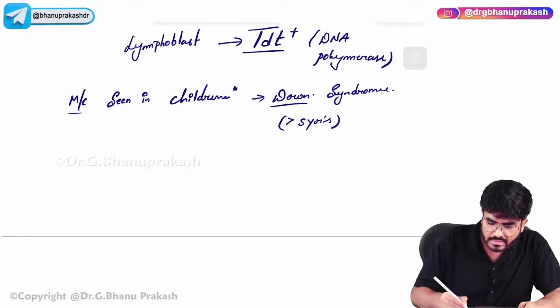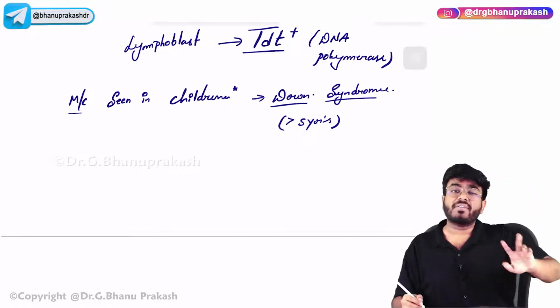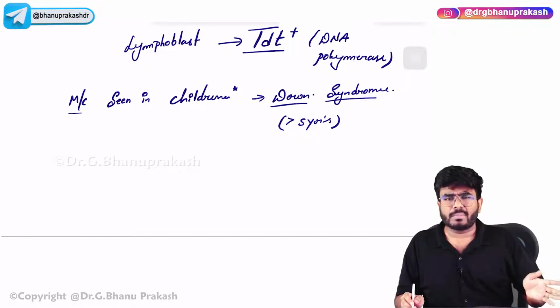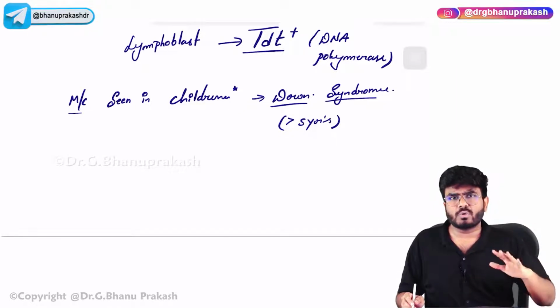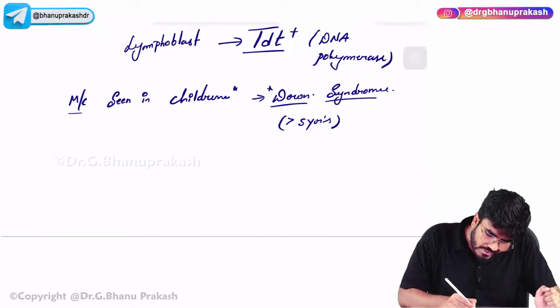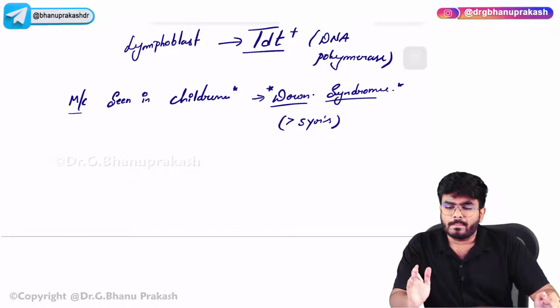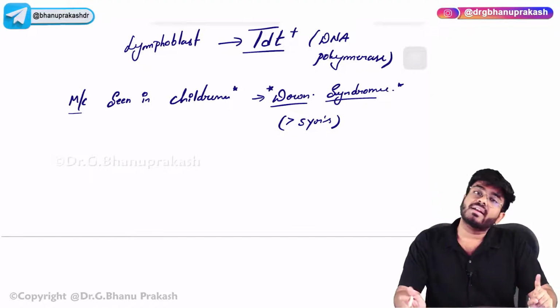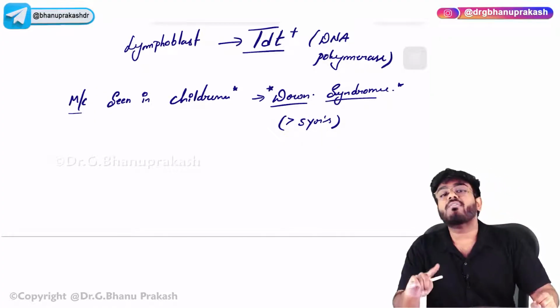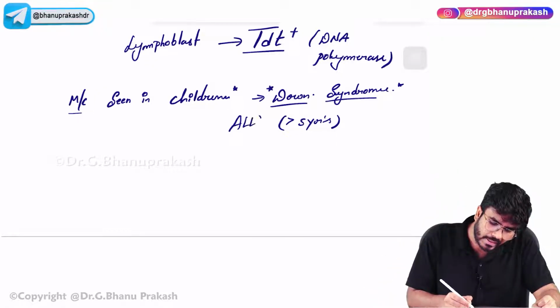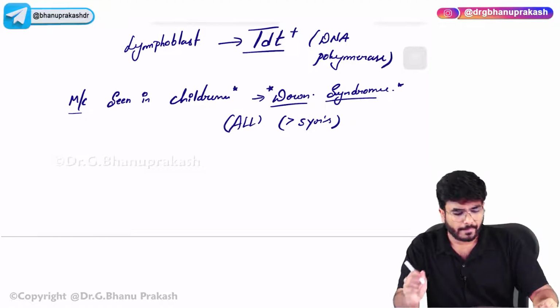Before 5 years, Down's patients are at risk of getting a different type of WBC cancer called megakaryoblastic leukemia. That's a totally different thing. My point is, Down syndrome babies before 5 years of age will get a different type of acute leukemia. After 5 years, they are at more risk of getting ALL, that is acute lymphoblastic leukemia.